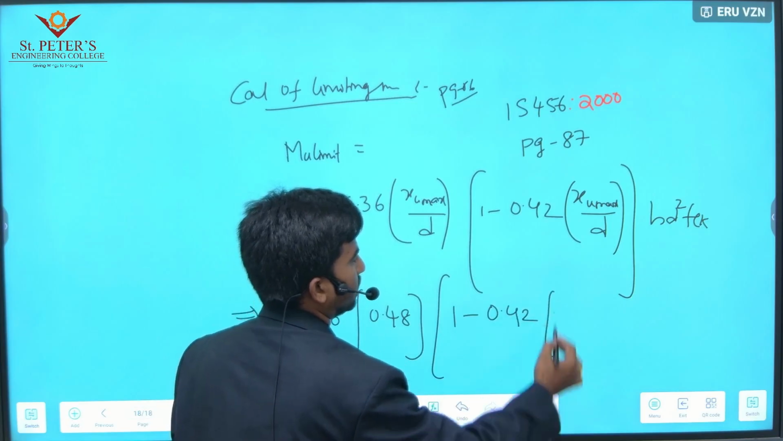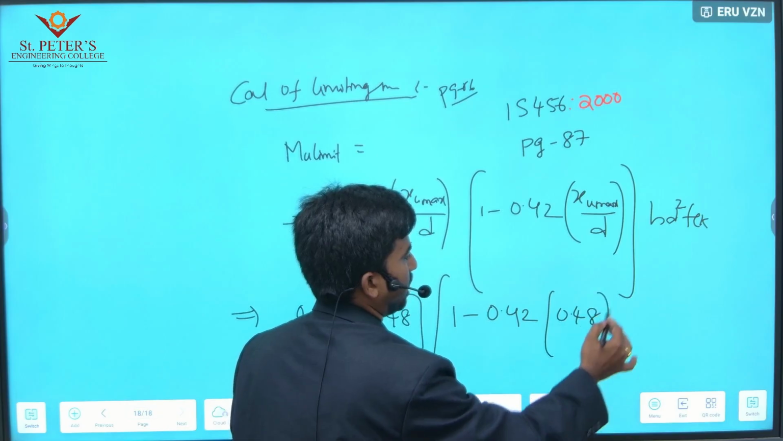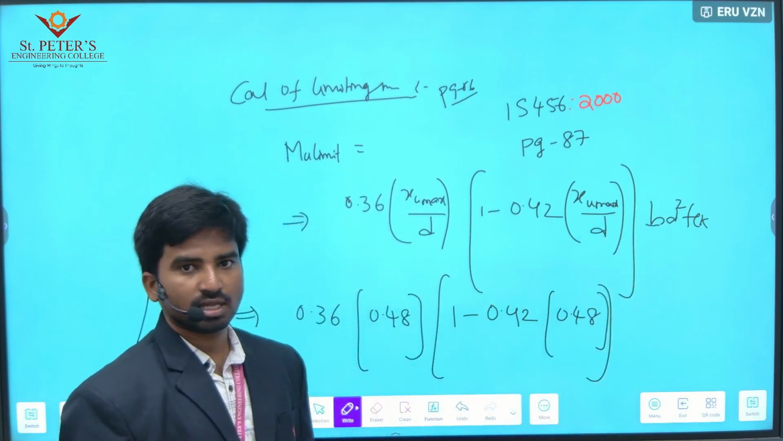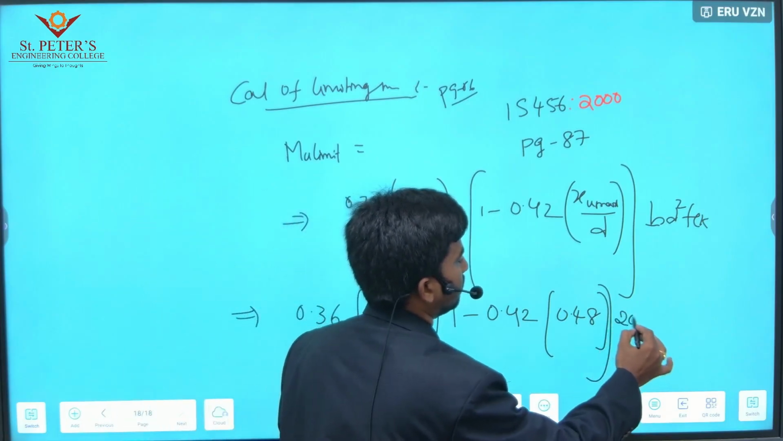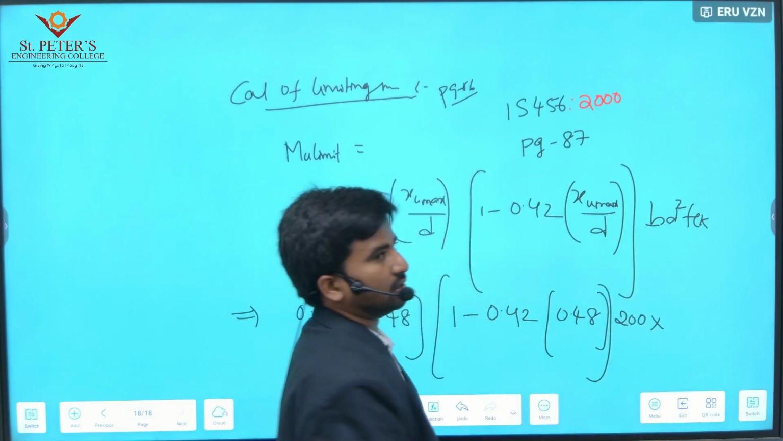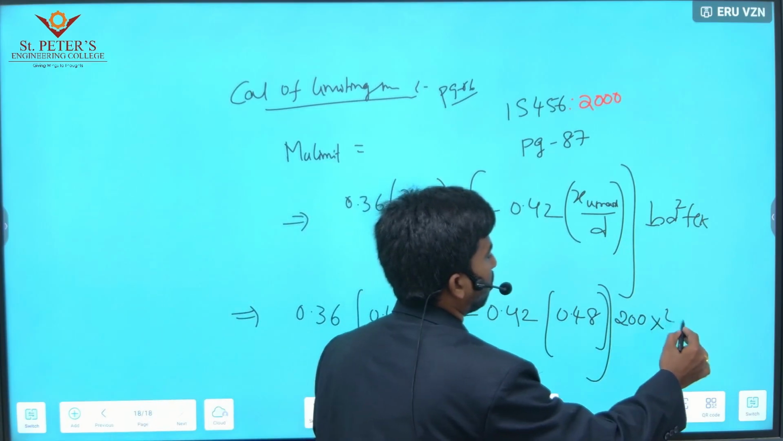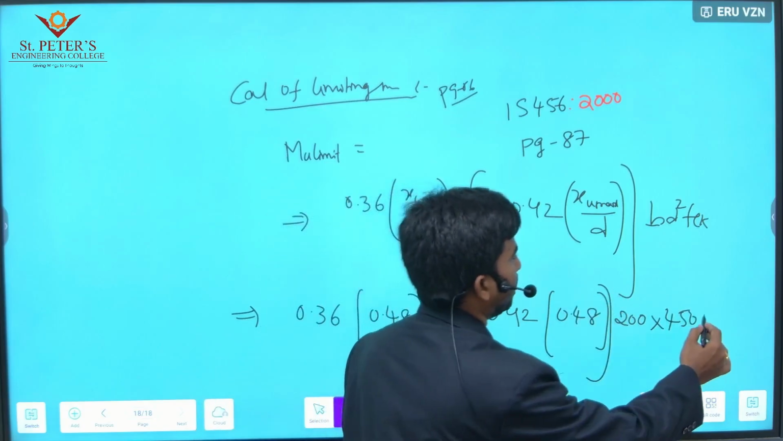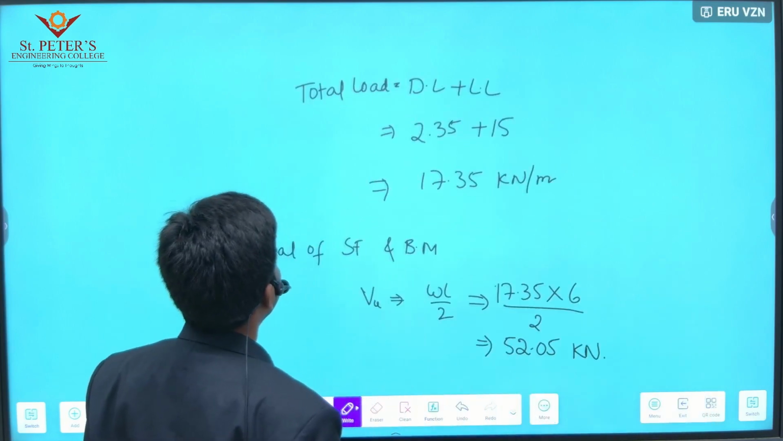For 0.42 you take that formula, xu max by d is the same 0.48, and then the b value. Here b is the breadth of the beam, which is 200, multiplied by depth. The depth is the effective depth, 450, not the overall depth. This is small d, and the characteristic strength is in the given data.